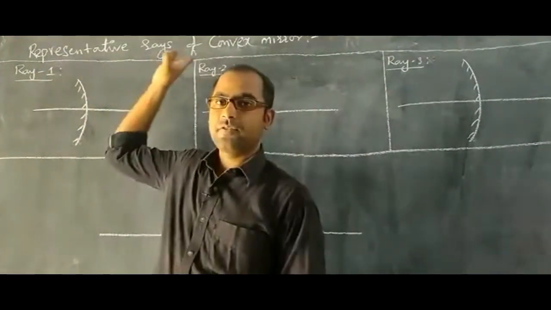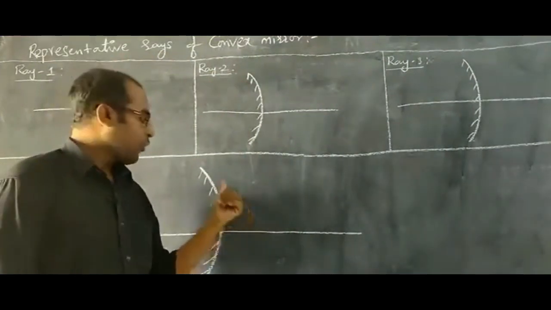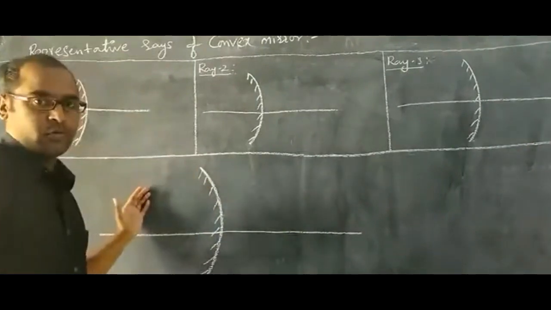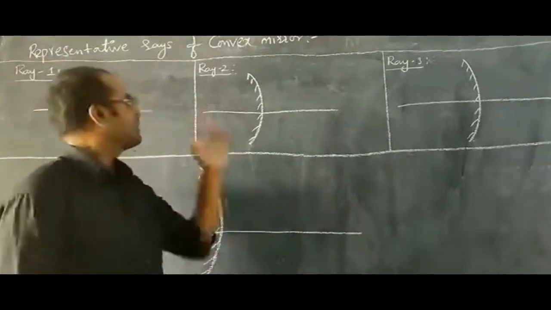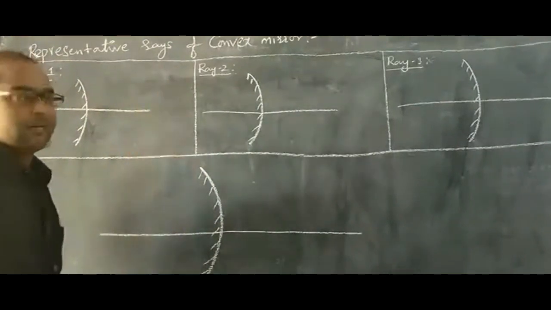First, the representative rays and the ray diagram of the convex mirror, when the object is placed in front of the convex mirror, where the image will be formed. So let us start with the representative rays in case of convex mirror.